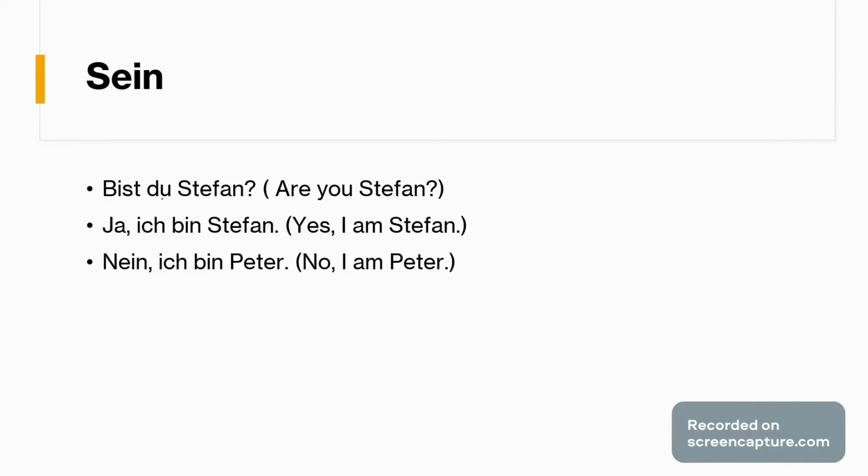Now sein is used in this case. For instance, if you frame a sentence, "Du bist Stefan", interchange the position of the verb and the pronoun. So it will be "Bist du Stefan?", and you'll answer with "Ja, ich bin Stefan", or you can also answer with "Nein, ich bin Peter."